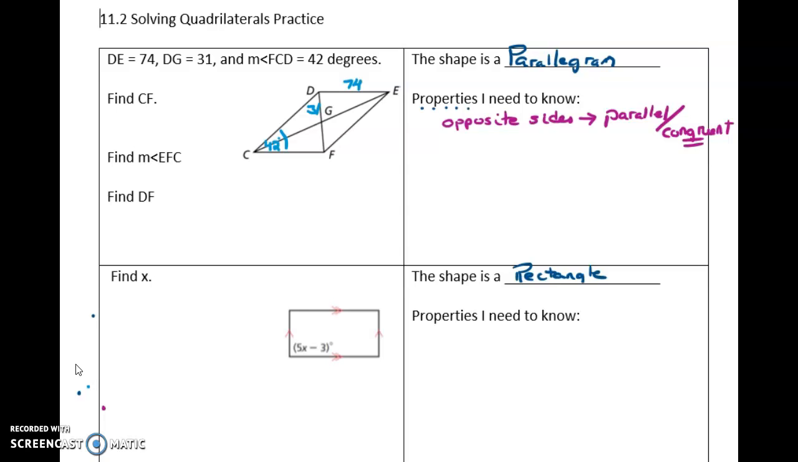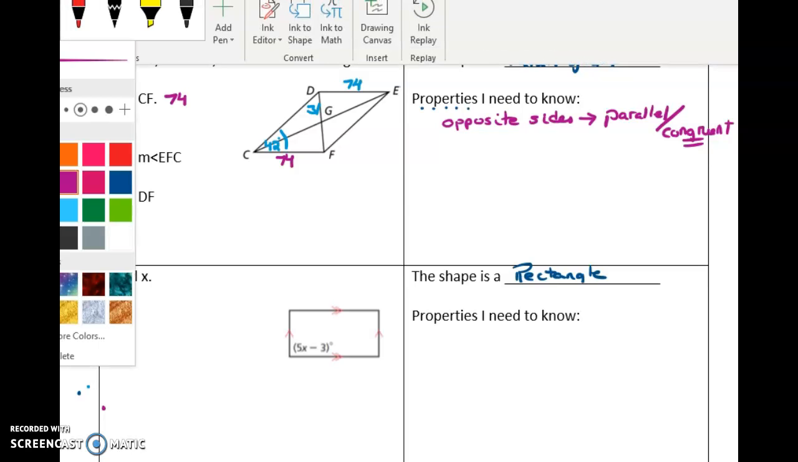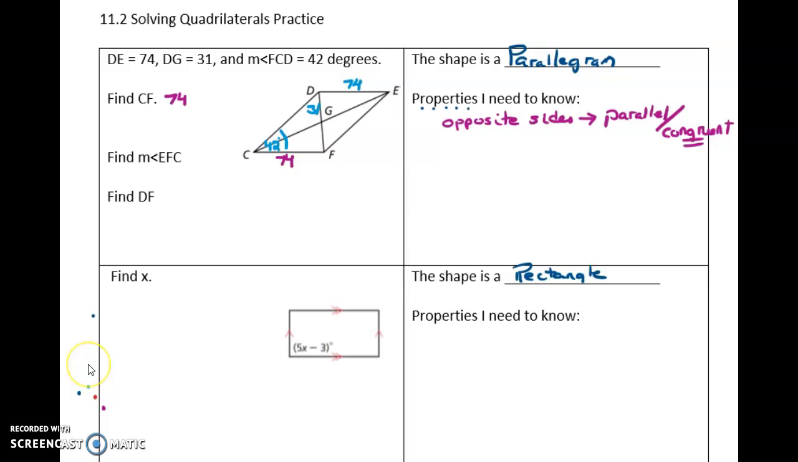So if this is a parallelogram, that means 74 and CF, since those are opposite sides, they should be the same. They should be congruent. So that means this one's going to be 74. All right, that wasn't too bad. So opposite sides in a parallelogram should be parallel, which means they should be going the same direction, but they should also be congruent. They'll be the same length. So 74, 74. All right, moving on. Let's change color. Let's go red. All right, so next one.